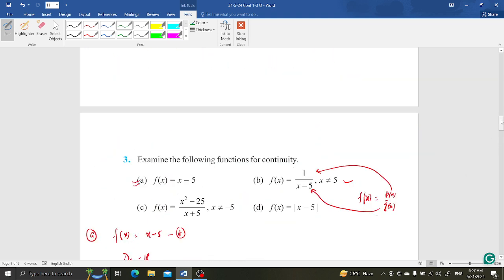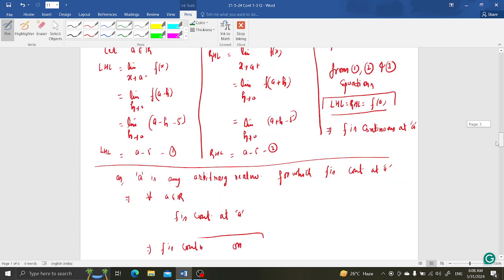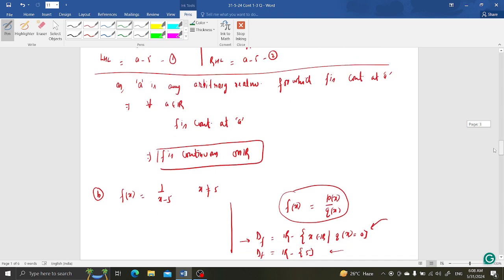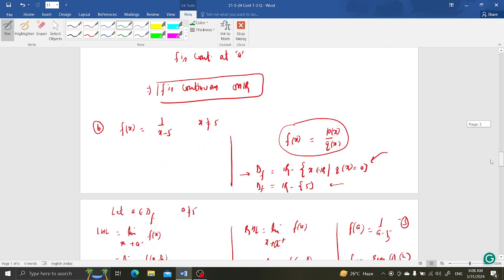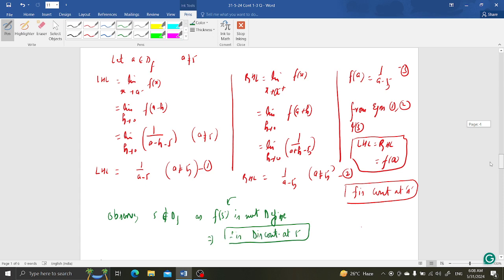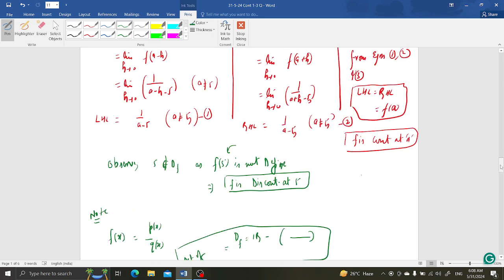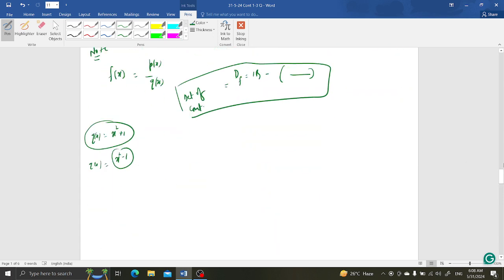Here we have (x square minus 5) upon (x plus 5). I think you can do this easily. The third question is your homework, and the fourth question I will do. Why am I saying this? Because it is the same as that. You need to do some hard work now.